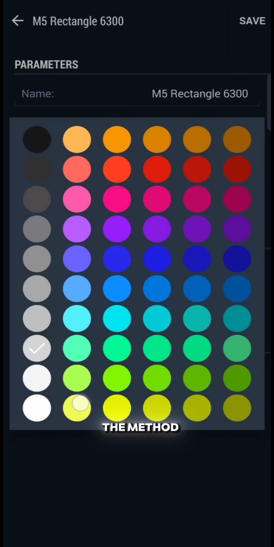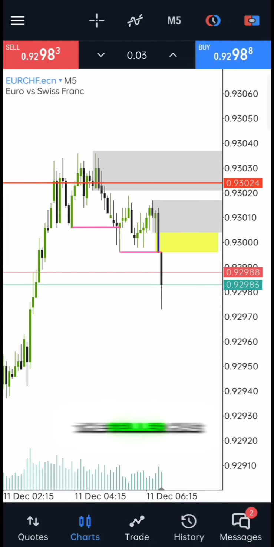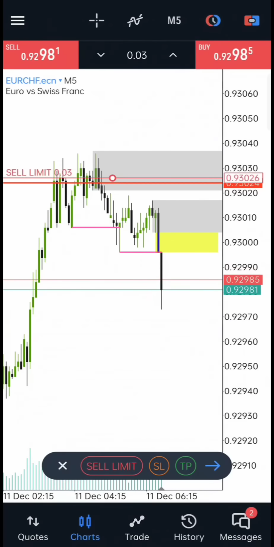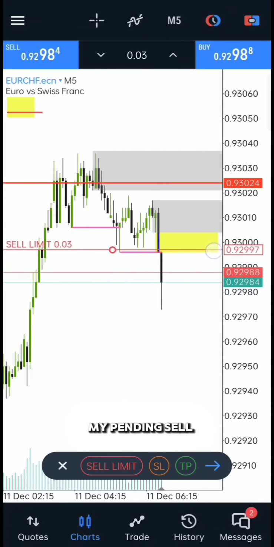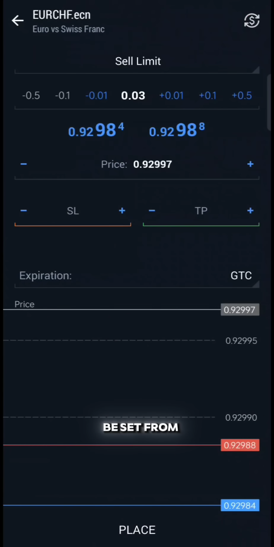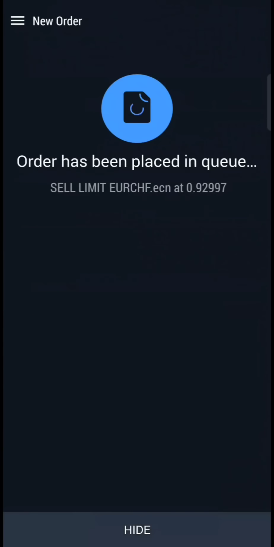It was previously said that a bullish move creates a higher high and higher low. For the market to shift from bullish to bearish, it must break the prior higher low. When it is broken, it is clear that the seller has gained control of the market. So, all of my pending sell limit orders will now be set from the imbalance area.